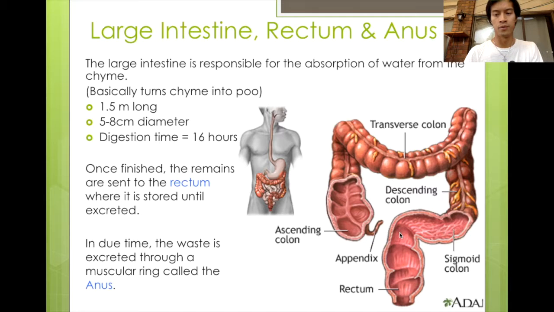Okay. Now, there's a little organ off the side of the large intestine called the appendix, which is a little storehouse of bacteria that you've got in your gut. There's bacteria living in your gut that allows you to break down some of the plant matter, the cellulose stuff that you eat.